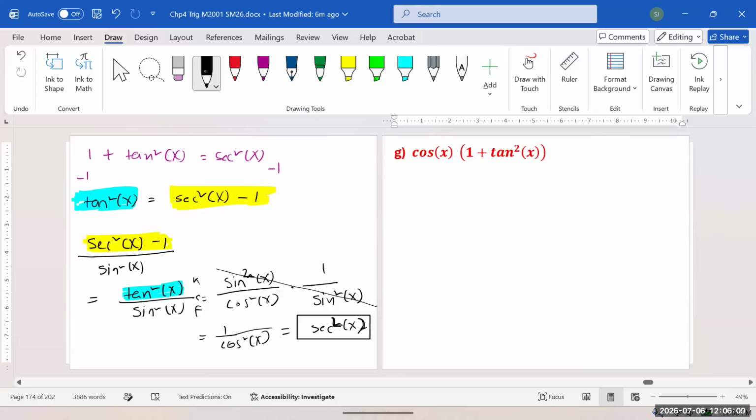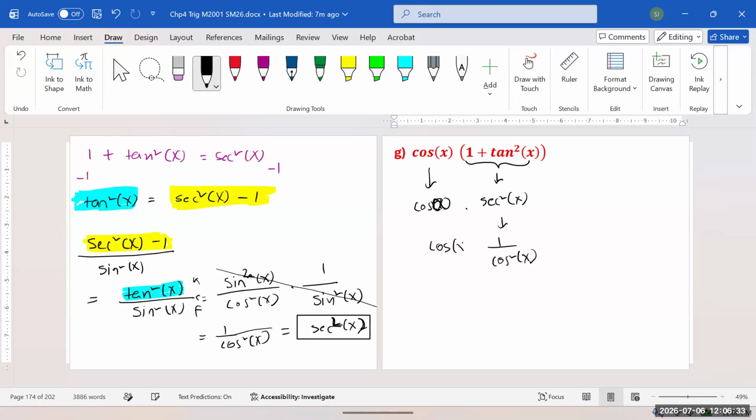In the next one, we can use this identity directly because we have this 1 plus tangent square is secant square. And we have our cosine x. So you can rewrite secant square as 1 over cosine square x. So cosine cancel out. We are left with 1 over cosine x. That becomes secant x. That's one method.